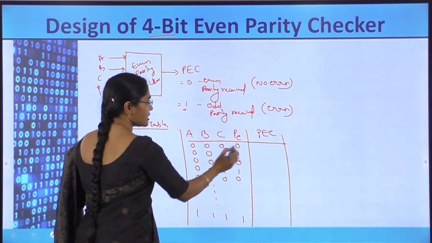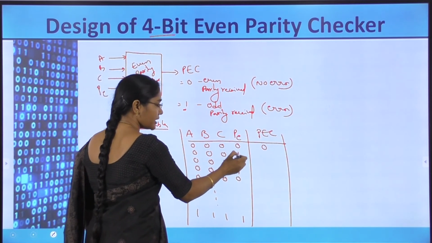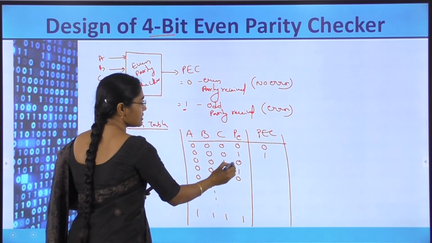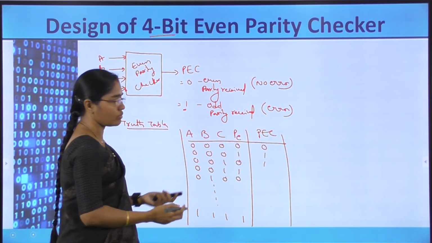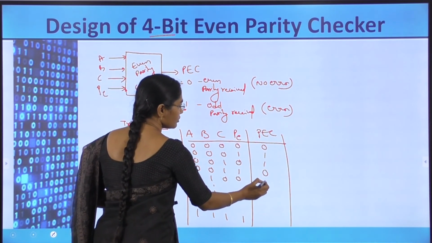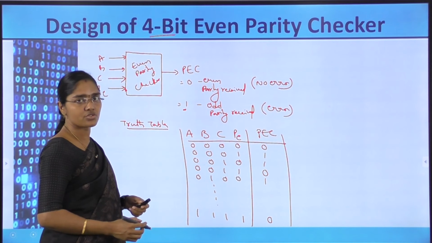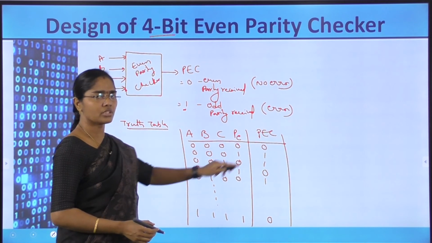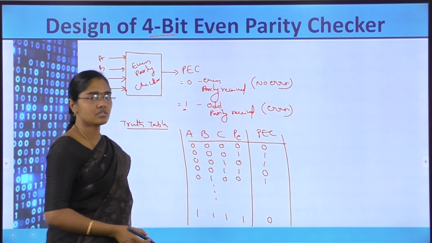For the first 4 zeros, even parity is received, so PEC is 0, no error. Next 0, 0, 0, 1, odd parity is received, therefore PEC will be 1, which means it is the error case. Similarly 0, 0, 1, 0, odd parity is there, so it gives the output 1. Next for 0, 0, 1, 1, no error. For 0, 1, 0, 0, error case, like that. For 4 ones it is even parity, so it is equal to 0. So like this, fill all the 16 combinations with the PEC bit. Error bit means 1, no error bit means 0.